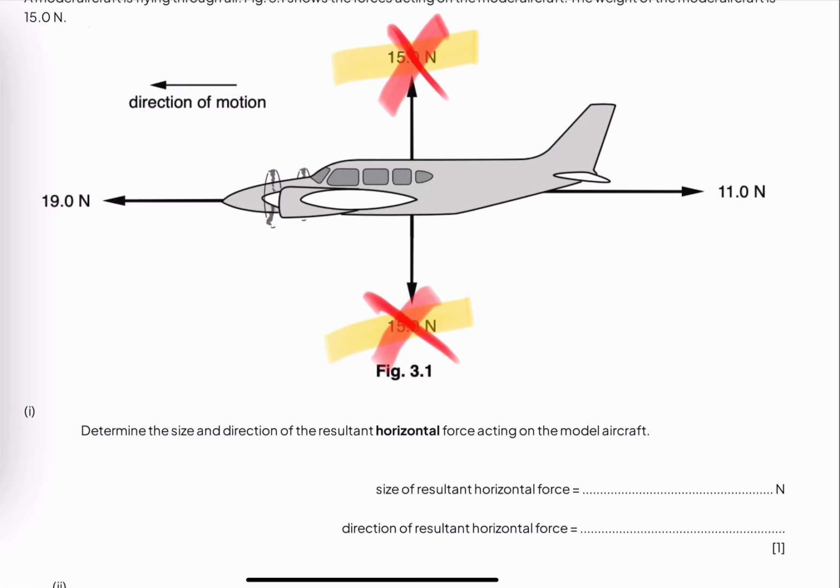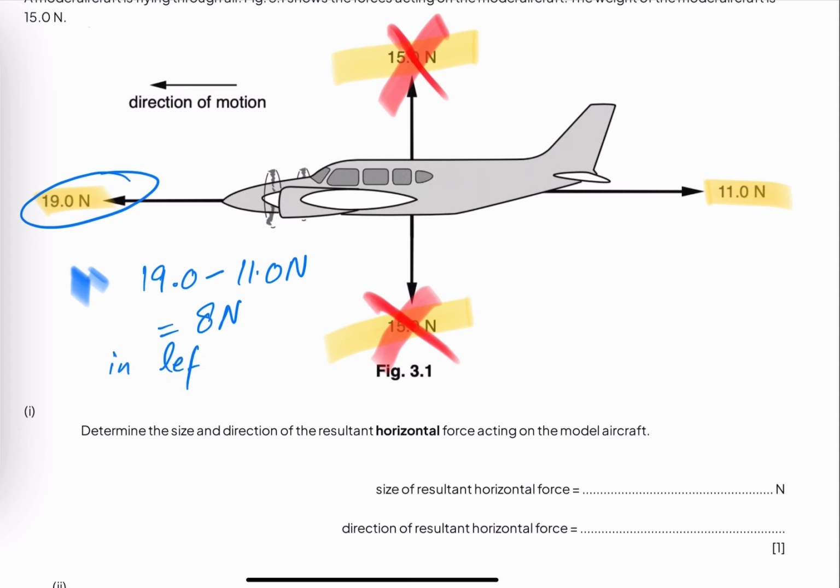So for solving that, that is 19 Newton and 11 Newton. They will be subtracted. So it will be 19.0 minus 11.0 Newton. That will give you 8 Newton, and the direction will be in the direction of the greater force. So 19 is the greater force, so 8 Newton in the left direction. Okay, so this is 8 and the direction is left side.